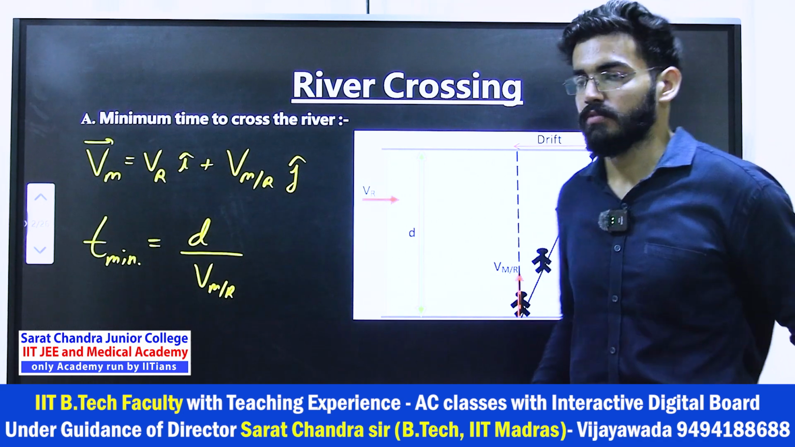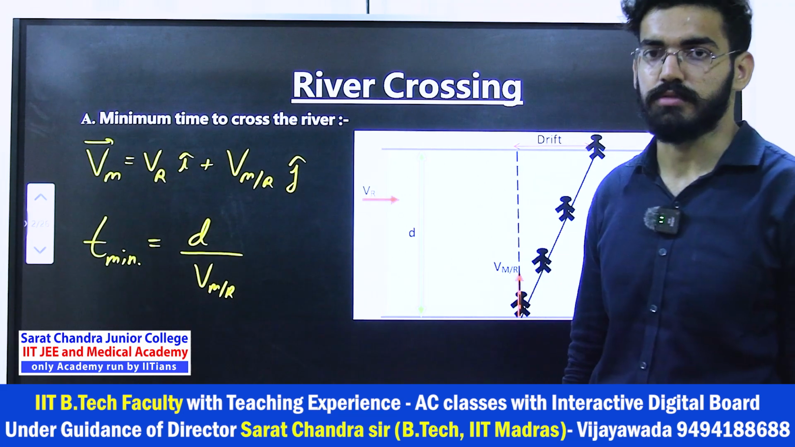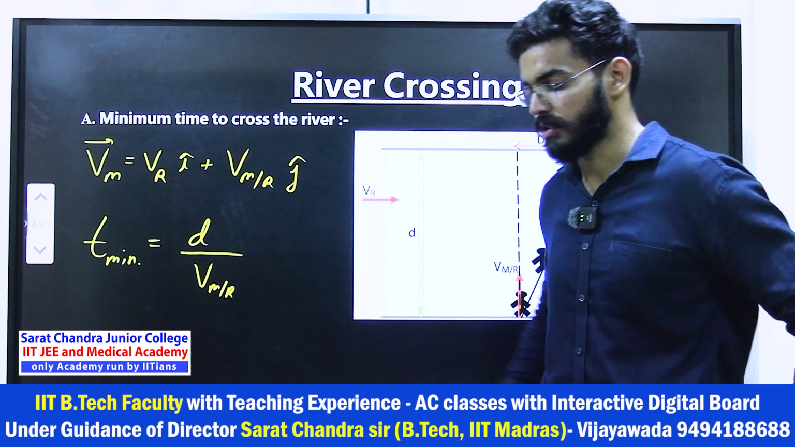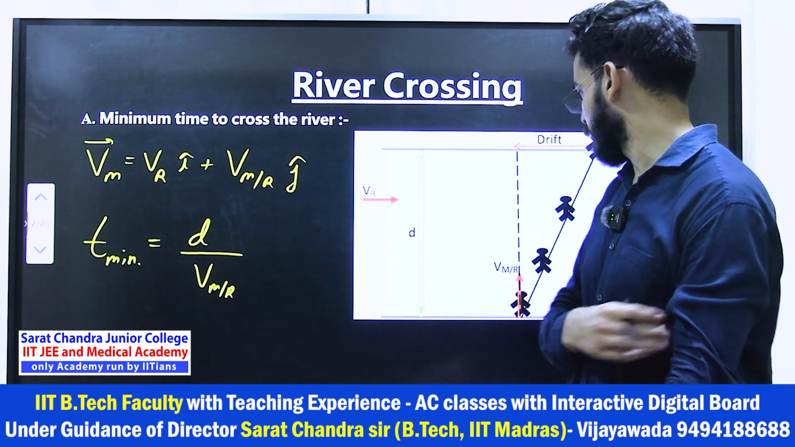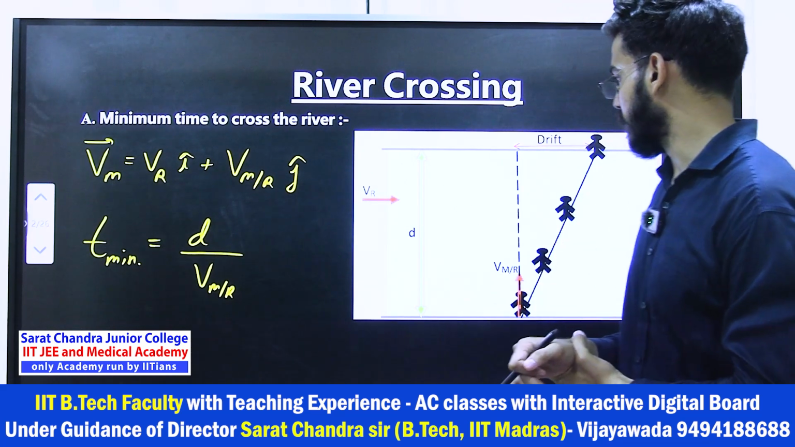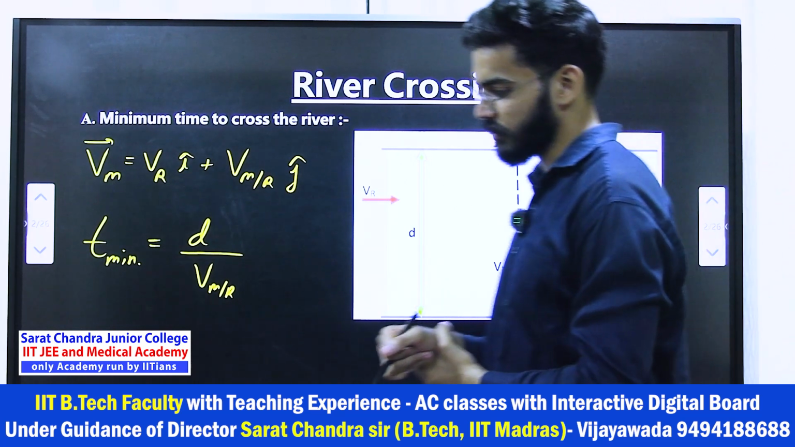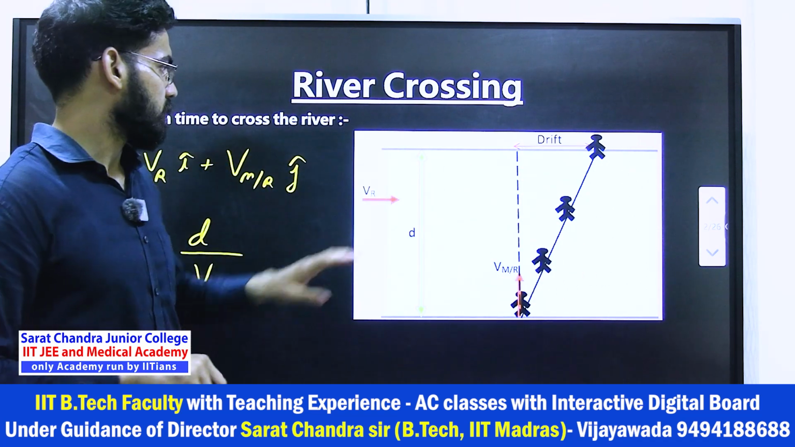Hello students, so now we have a topic, river crossing, in which some of the students get confused about how we are solving and what we are doing. So from the normal basics we will start and then we will cover everything, how everything works in this. Before that, some of the students have problem with understanding the basic projectile. If you understand how projectile works now, then this is very easy.